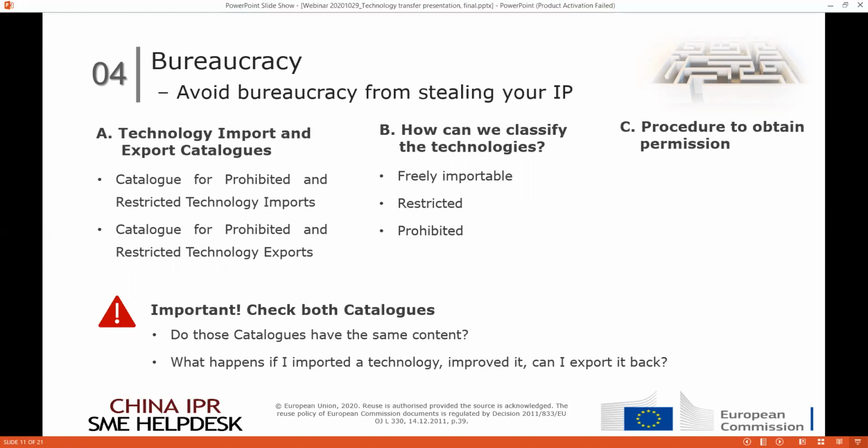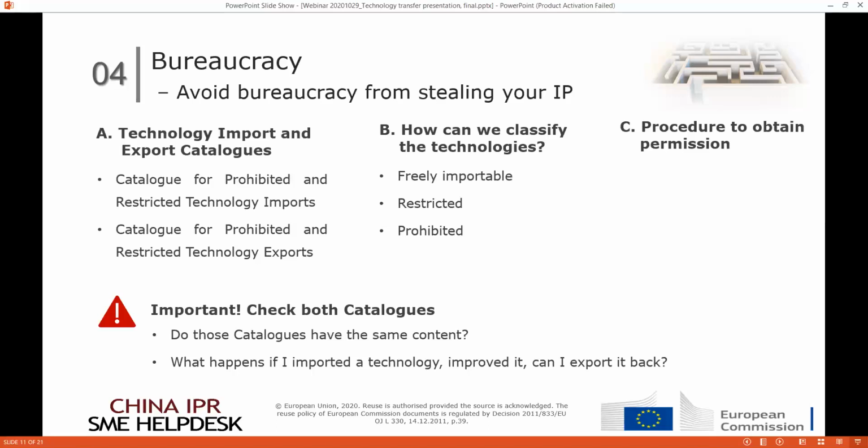When we are talking about restricted and prohibited, what are we talking about? Well, technology can be classified as freely importable, meaning there is no limit at all. Restricted means that your company will have to request permission in order to import or export the technology. And prohibited means that even if you request permission, you won't be able to get it.